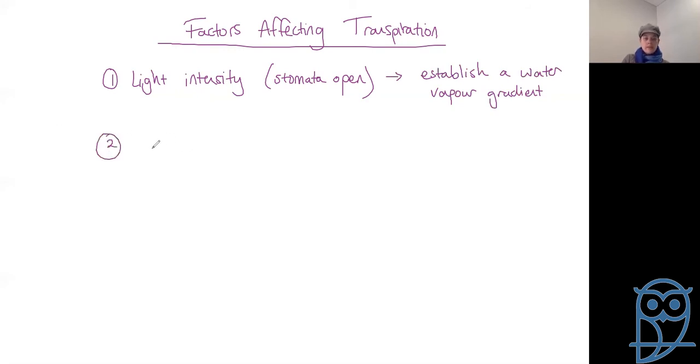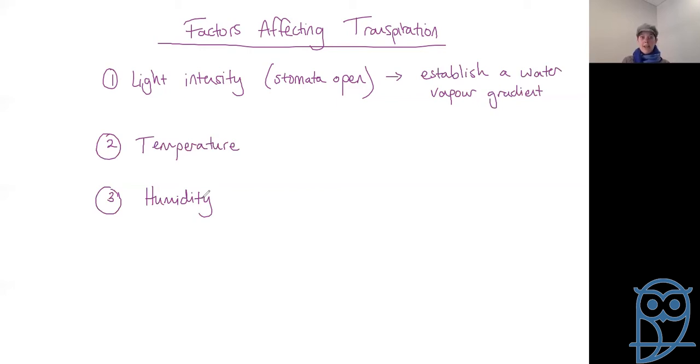Second one is temperature. This diffusion is all based on random movement, okay? It's all kinetic energy. So when we increase temperature, we increase energy, and therefore we increase diffusion. The third one is going to be humidity. We need a gradient to exist before diffusion is going to happen.